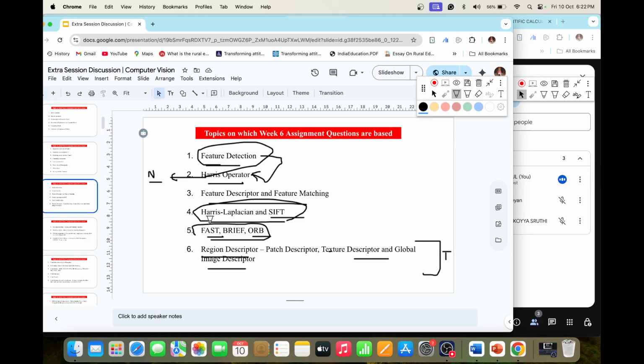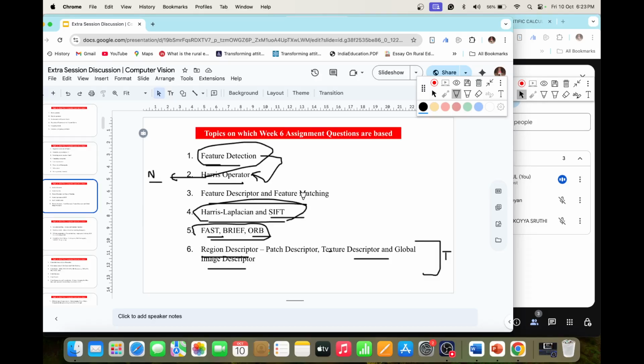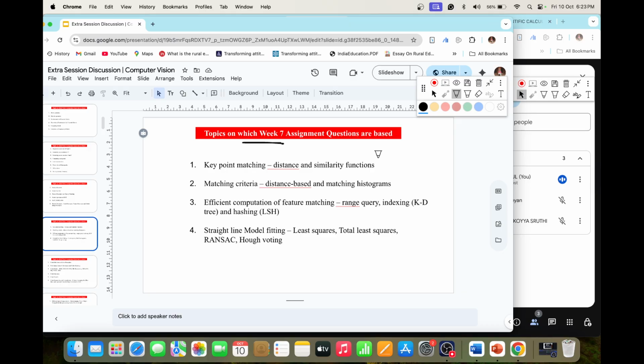So again, week 6 is based on three things: feature detection, then feature description, and feature matching. So this is regarding your week 6. Then week 7 is actually a bit of a continuation of feature matching only. Feature matching is what we learned in week 6, but here there are other concepts also.